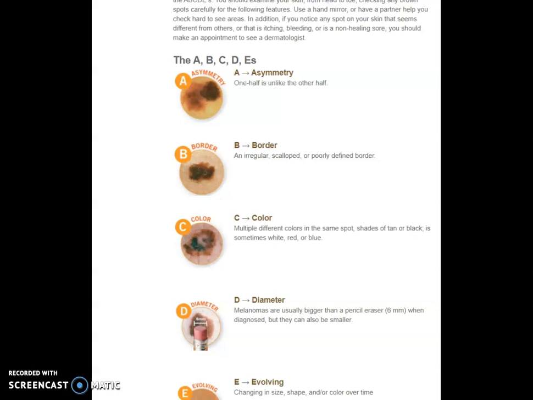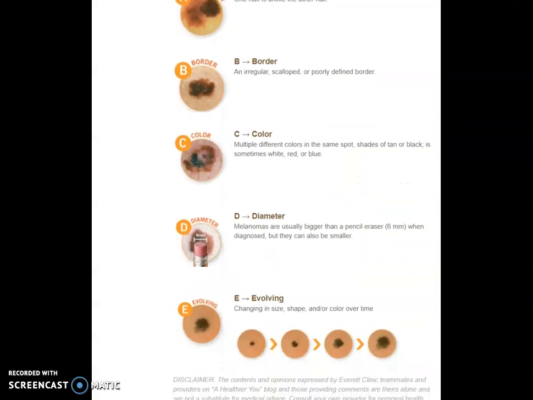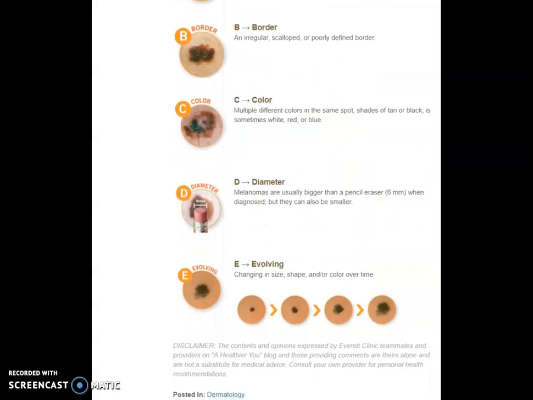The color. These types of skin tumors will have multiple different colors in the same spot. You see tan, black, sometimes white, red, or even blue. That's probably the stronger indicator. I would say A and C are much stronger for positive melanoma. So if you ever have a mole or a lesion that changes color, that's something you should go see your doctor about, probably sooner than later.